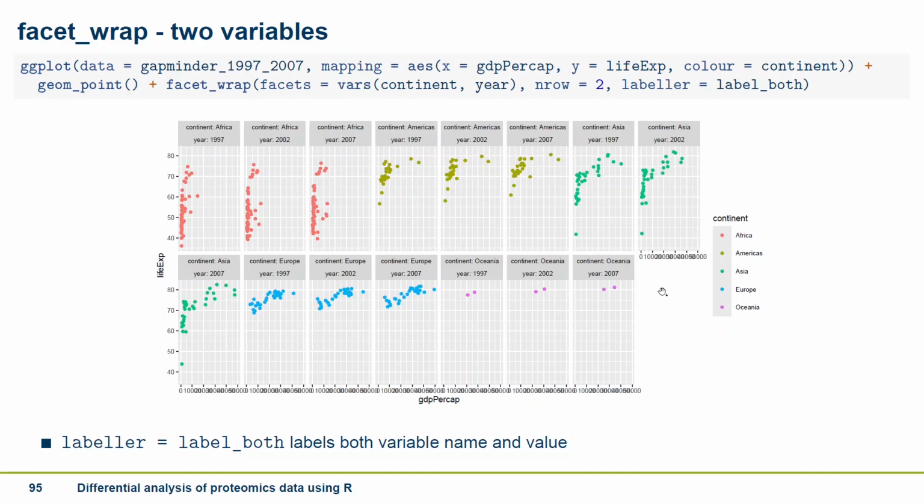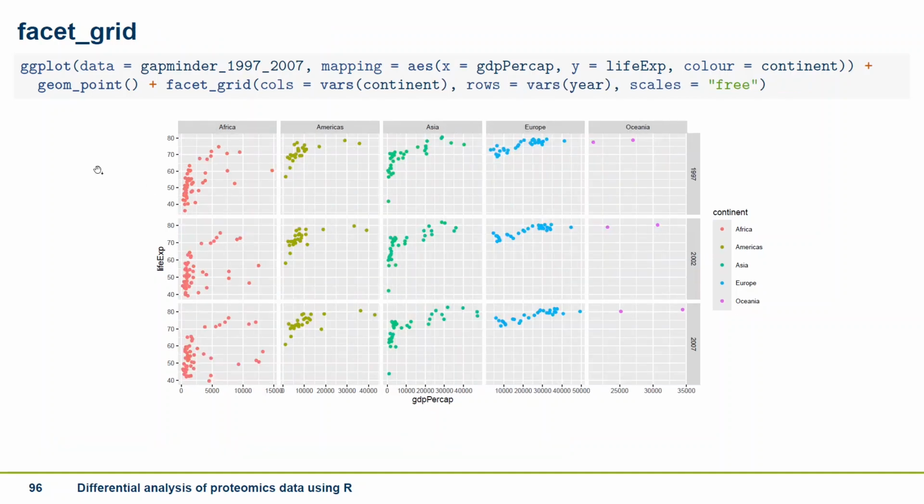Facet_grid is another option which is a bit more practical if you want to have multiple variables faceted, because you can define which variable goes into the columns and which goes into the rows. So here you have the continents, and here you have the years. So you can directly see this panel here belongs to Africa in the year 1997, for example.